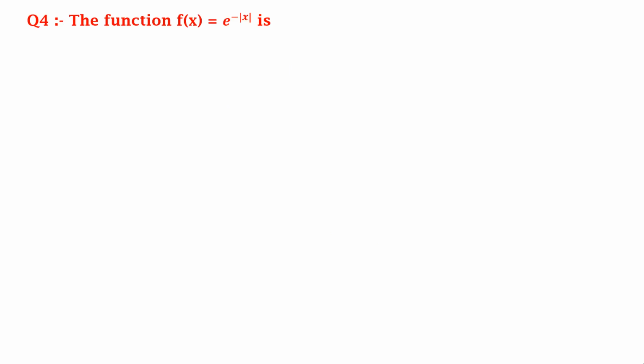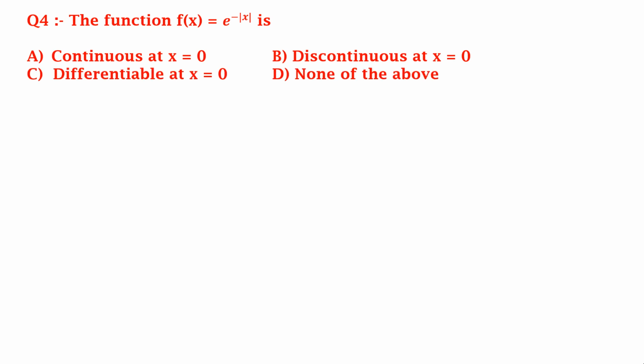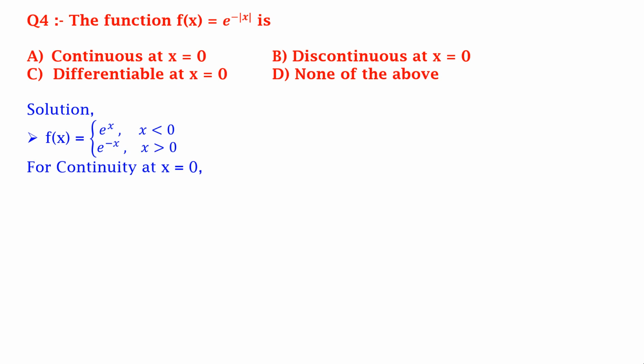Fourth question, the function f x is equal to e raised to minus mod x is. The options are A, continuous at x equals 0, B, discontinuous at x equals 0, C, differentiable at x equals 0, and D, none of the above. Solution, f x is equal to e raised to x for x less than 0 and e raised to minus x for x greater than 0.